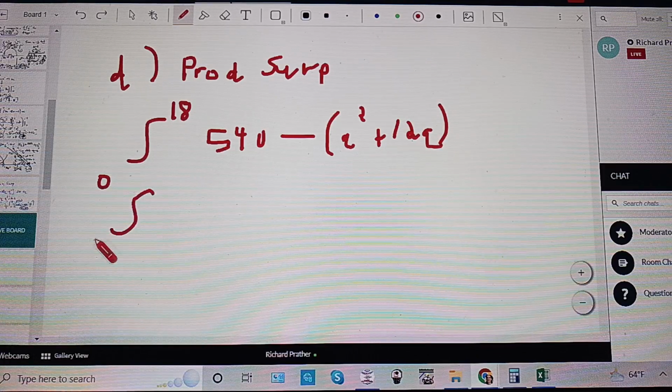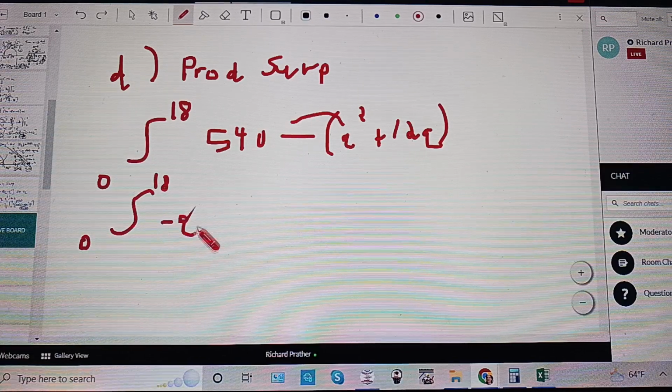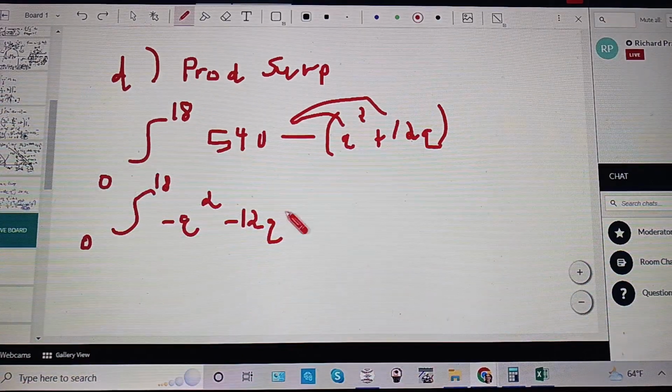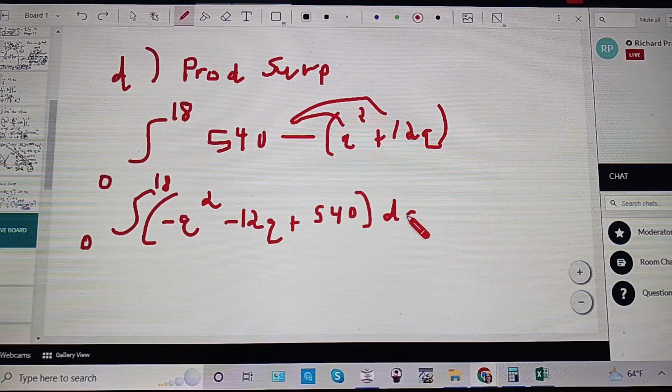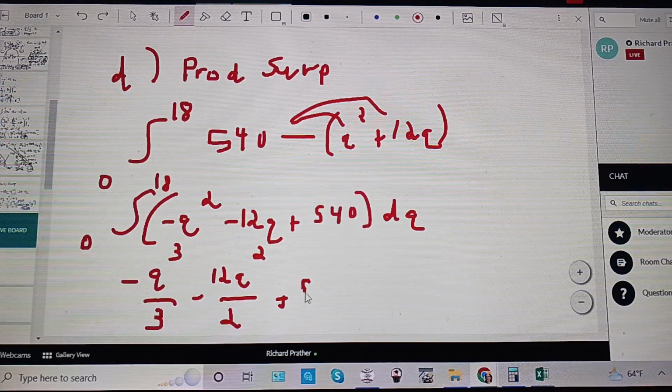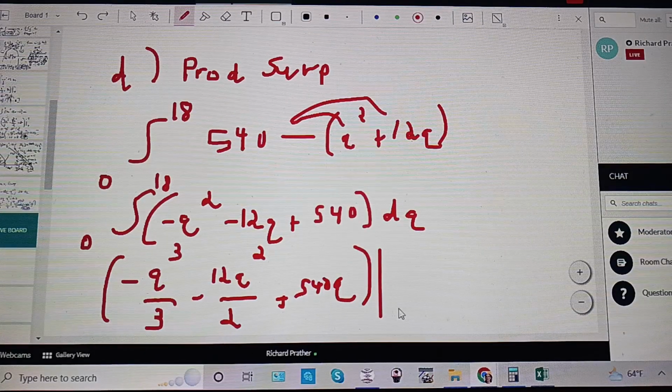So if I clean this up and put it in order, I would put the negative Q squared first, then a negative 12Q, and then the positive 540. So this will be negative Q to the third over 3 for the antiderivative, minus 12Q squared over 2, plus 540Q. And evaluate it from 0 to 18. So again, big F of 0 is not going to matter. Whatever big F of 18 is going to be the answer.